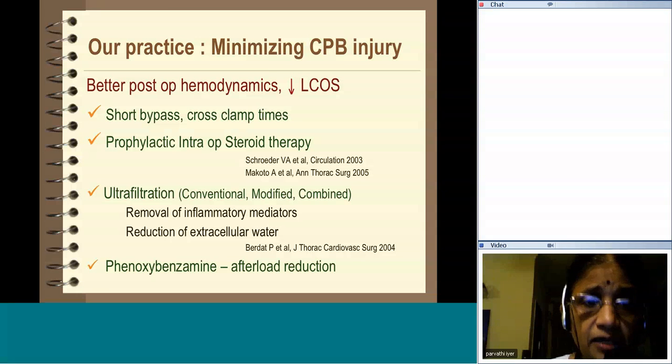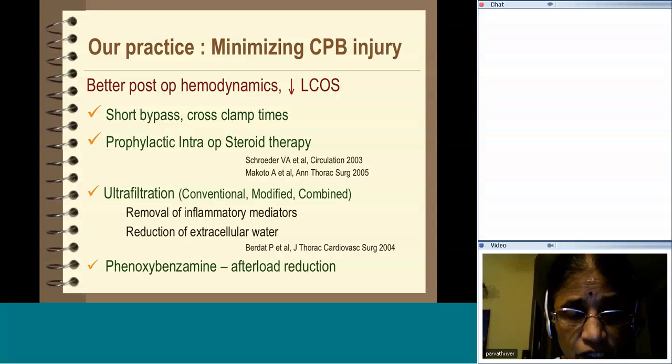There is some data available on prophylactic intraoperative corticosteroid therapy, and most of us will use intraoperative steroids, especially in small infants. Our unit practice is to use them in all infants under 10 kilos and under 1 year of age. All of us are aware that ultrafiltration, whether it's conventional, modified, or combined, is useful in removing the inflammatory mediators which are generated during CPB and which induce this low cardiac output state.